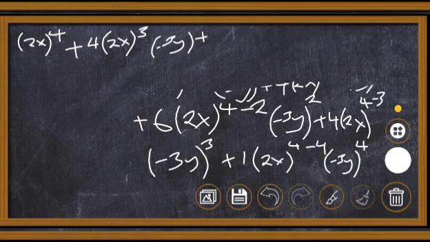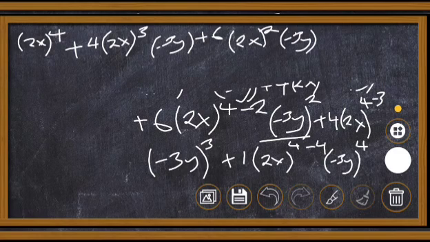Here we have coefficient of 6, so we are going to write 6. And then open brackets we have 2x. And then on top here we have 4 minus 2, and 4 minus 2 is 2. So here we are going to have 2 on the power, and then here we have negative 3y raised to power 2.